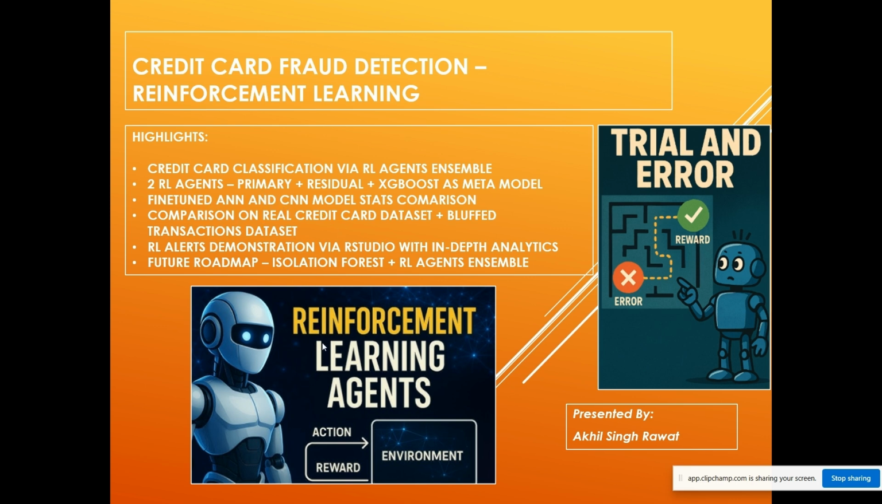Firstly, what is this model? This is a reinforcement learning model based on the trial and error method. I will explain. Firstly, you should understand that this is also a stacked model. Means two RL agents are there, primary and residual, plus XGBoost as a meta model, the final model. I showed you the artificial neural network, which I have also fine tuned, and there is one more model to compare, the CNN model.